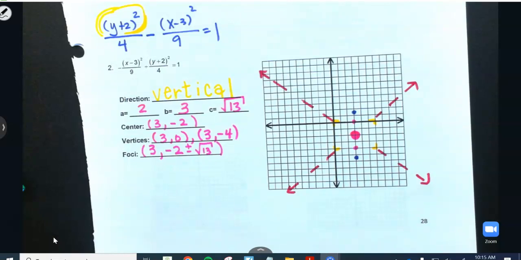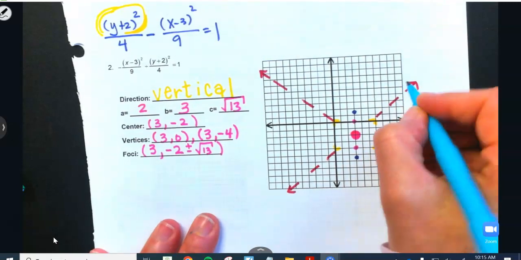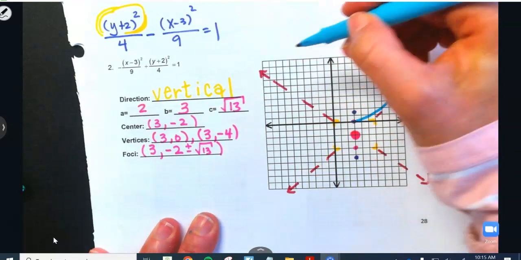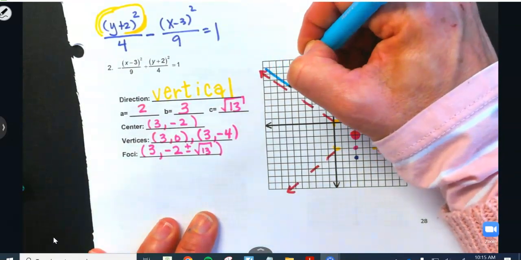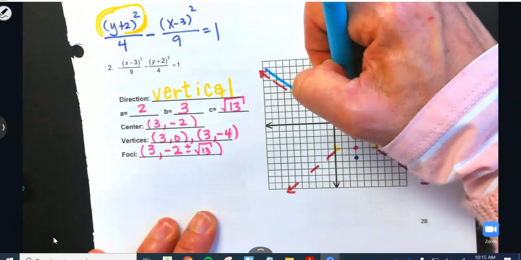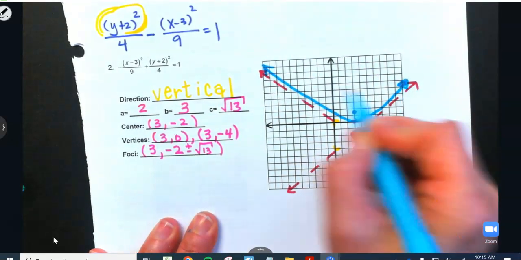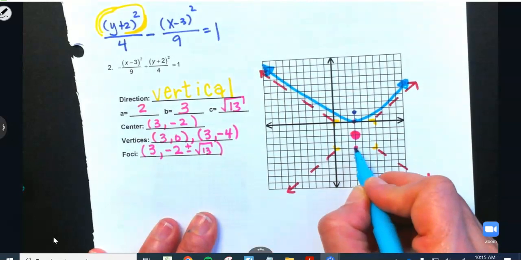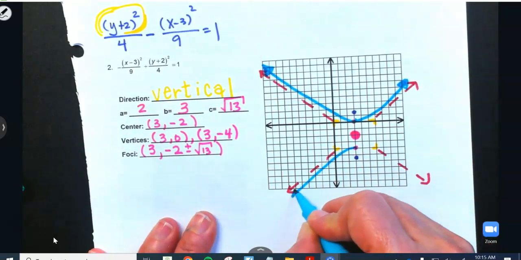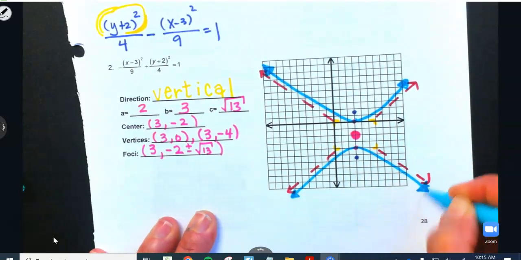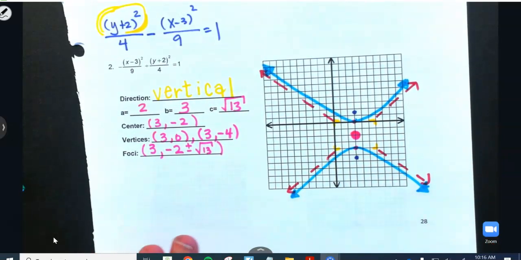Y'all, draw your branches, hug your asymptotes, your friends are your asymptotes. Remember, the only thing that you actually cross is the vertex that you drew on the top and bottom. Everything else is invisible. And that's it. Do you guys have any questions on your hyperbolas? Any questions?